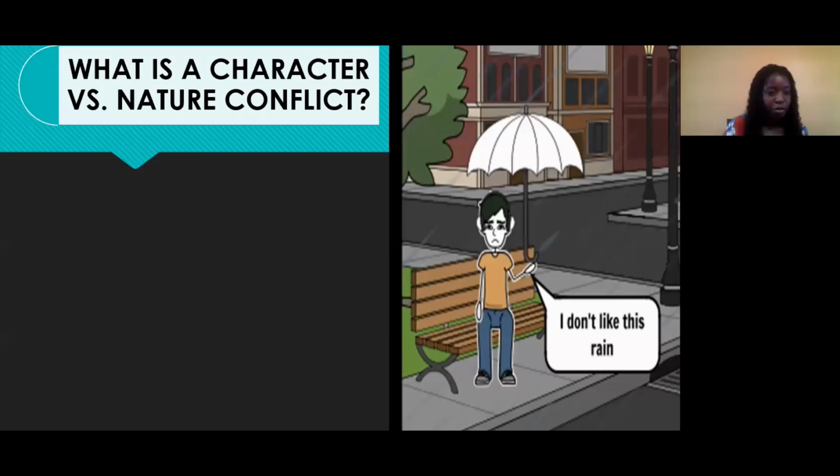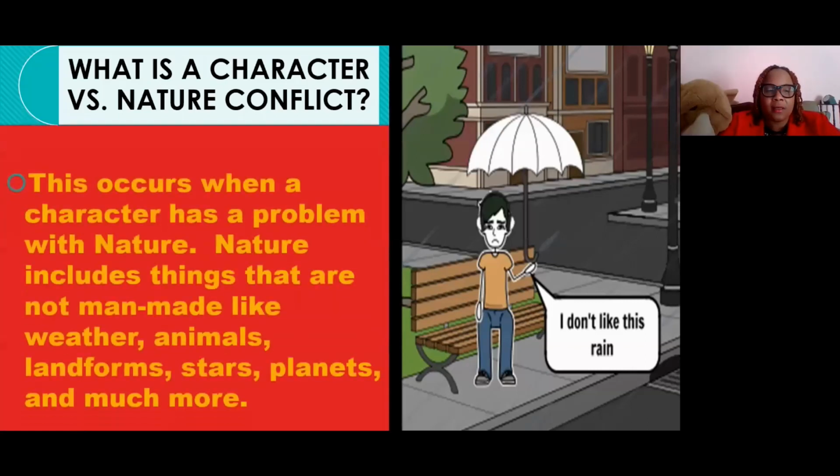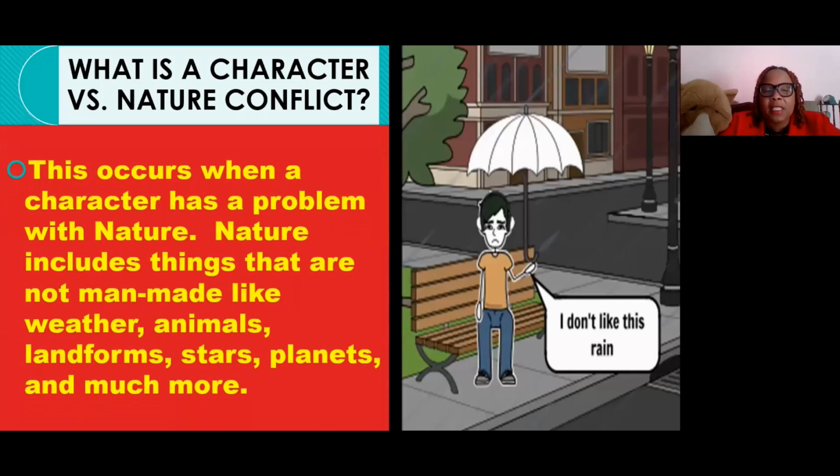Water, rain. Very good. So this is a character versus nature conflict. This occurs when a character has a problem with nature. Nature includes things that are not man-made. Anything that's made by God and not by man, like the weather, animals, land forms, stars, planets, and much more. All of those things are nature.